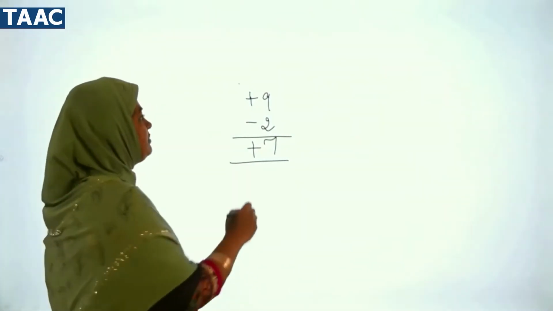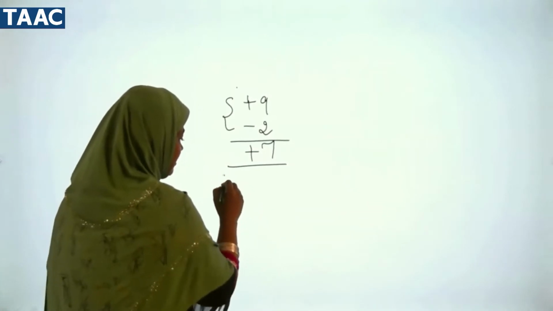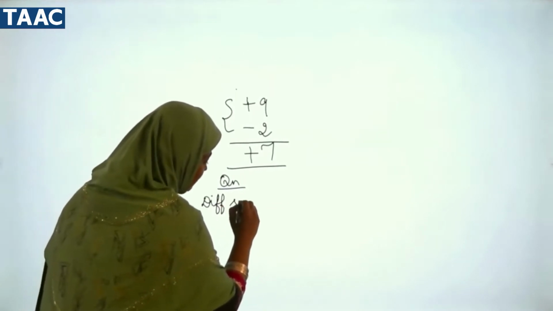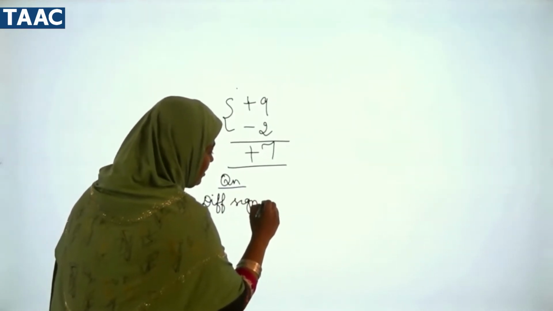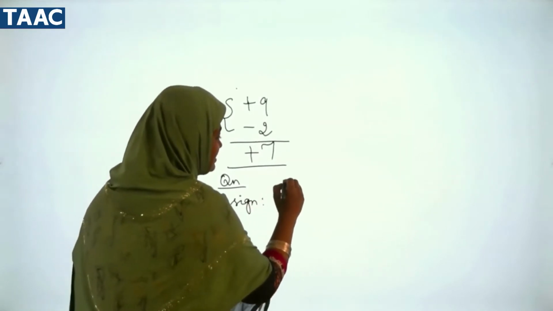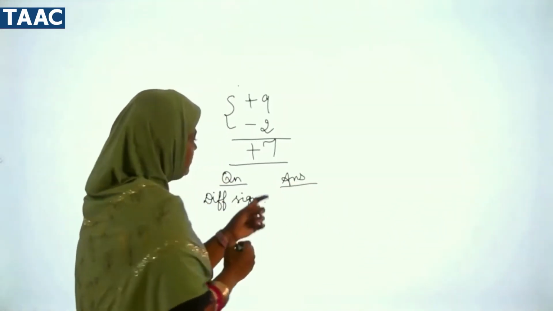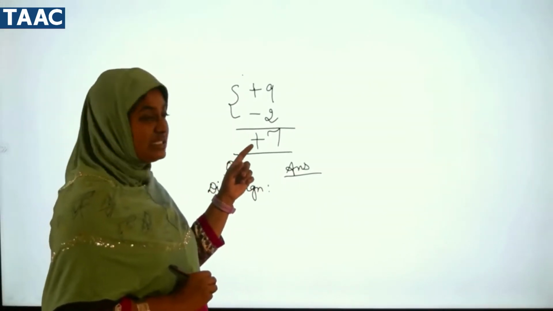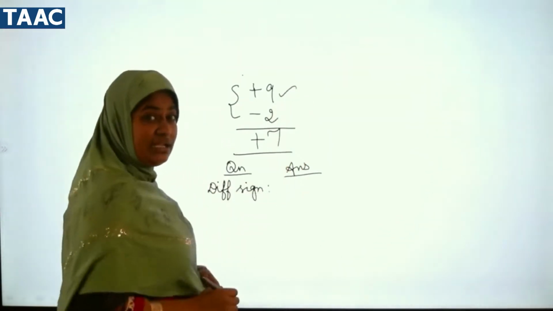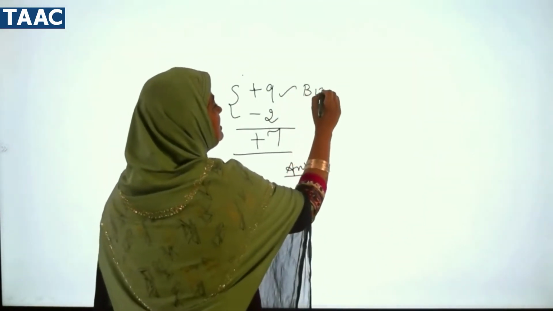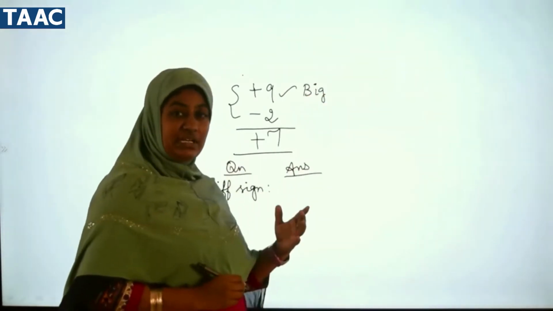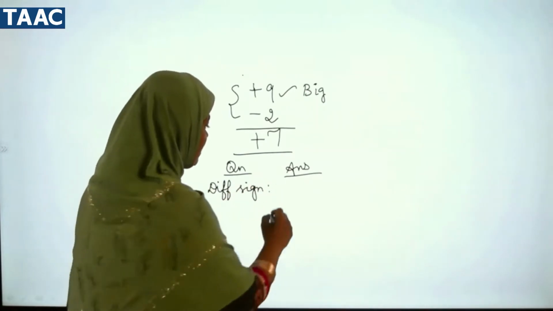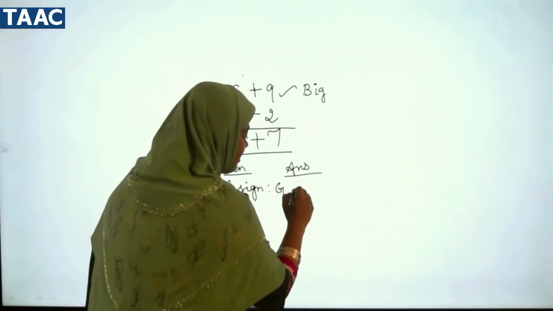Now coming to the concept. You see in the question we have different signs. Now what about our answer? In our answer we have got the plus sign. What does this plus denote? For which number does this plus come? It comes for 9. 9 is the bigger number. Or we can say 9 is the greater number, right? So, when you have different signs, in the answer you put the sign of the greater number.